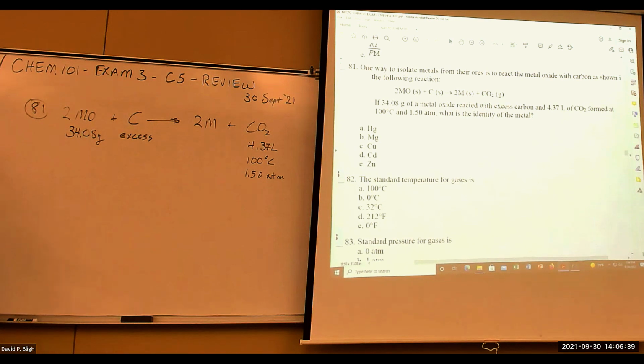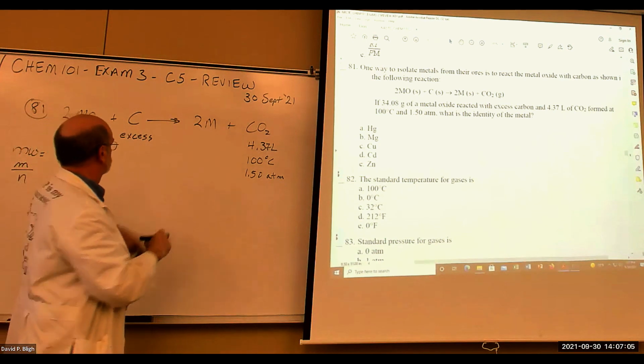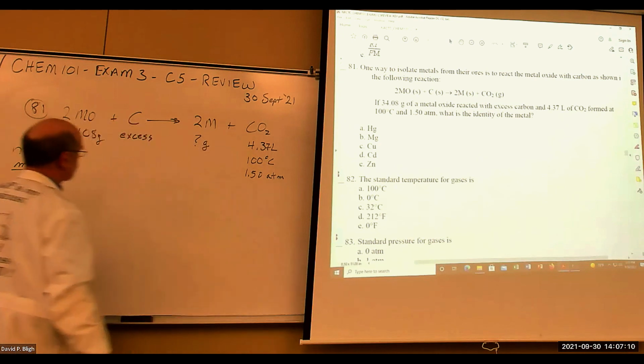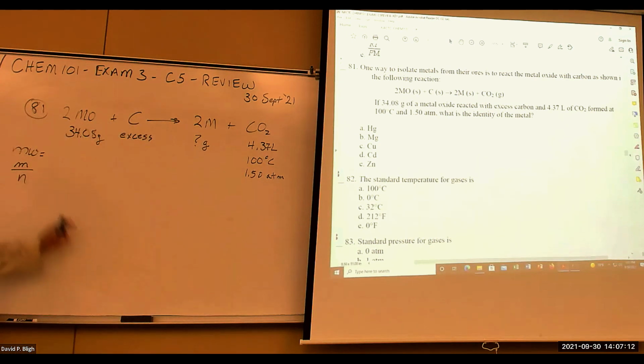So we're going to have to go with molar mass. If we can find the molar mass, then we can look along here at these values and perhaps identify what it is. Okay, so the molar mass is equal to the mass over moles. We got the mass right here. Oh, no, we don't. We need the mass of this, right? How many grams of that, and how many moles of that?